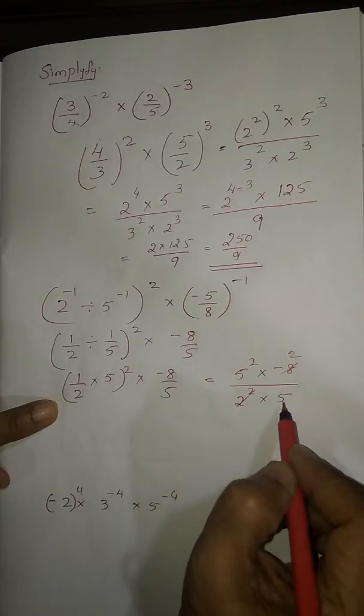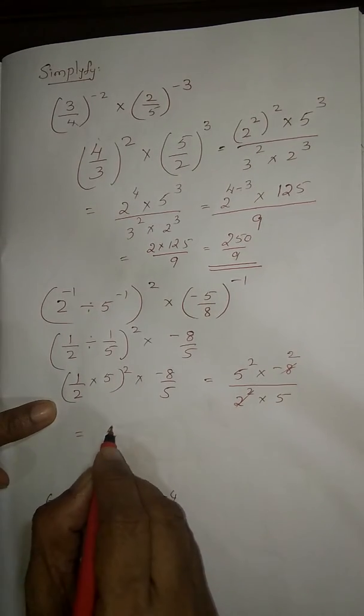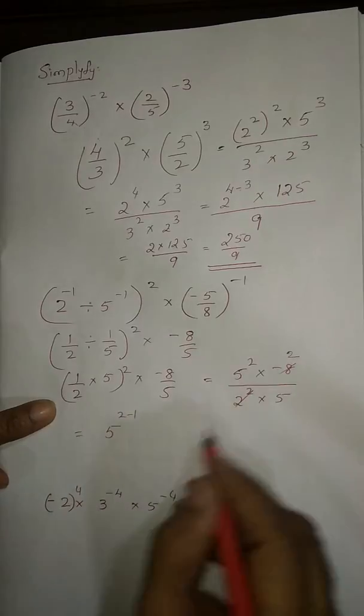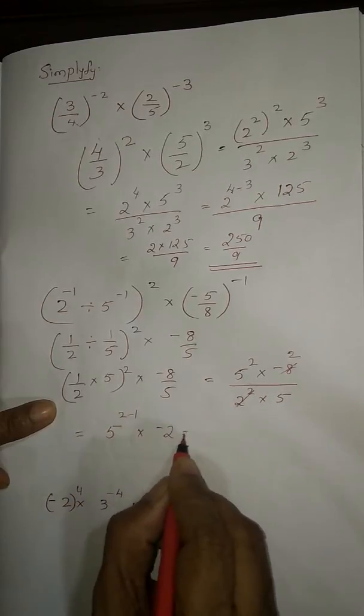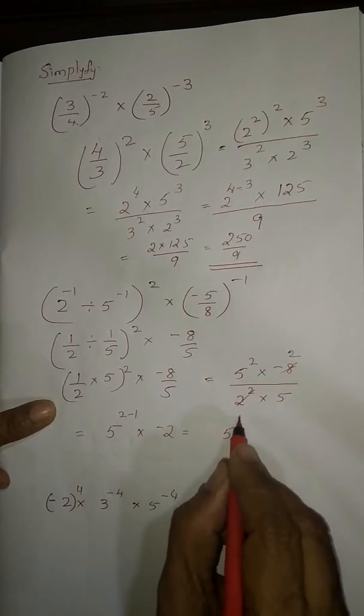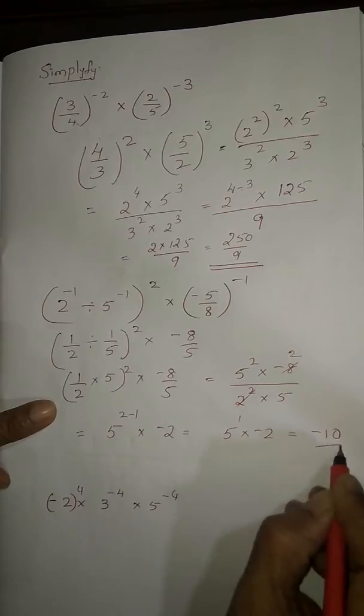4 and this will get cut and you will get 2. And 5 to the power of 2 minus 1. So we can write it as 5 to the power of 2 minus 1 into minus 2. So this is 5 to the power of 1 into minus 2. This is equal to minus 10.